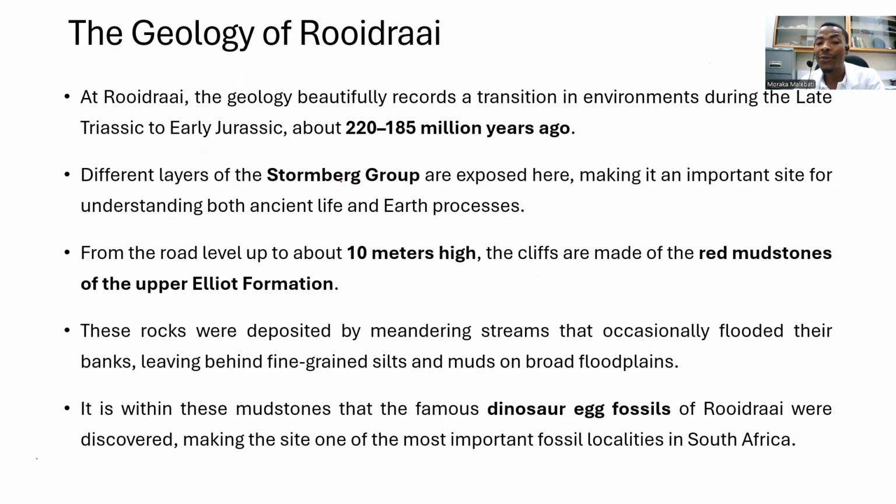Different layers of the Stormberg Group are exposed here. Why are they exposed? Because they made what you call a road cut, exposing these rocks in this area. From the road level up to about 10 meters high, the cliffs are made up of red mudstones of the Elliott Formation. These rocks were deposited by meandering streams that occasionally flooded their banks.